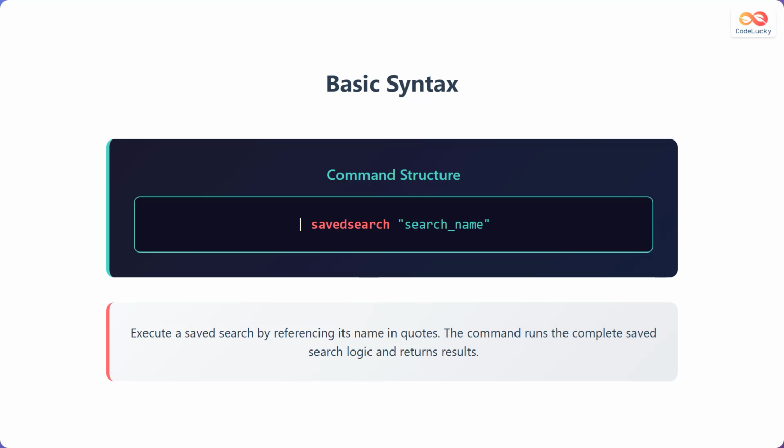The basic syntax for the savedsearch command is straightforward. You use the pipe symbol followed by the word savedsearch, and then specify the name of your saved search in double quotes. The command structure looks like this: | savedsearch "search_name". When you execute this command, it runs the complete saved search logic and returns the results to your current search pipeline.